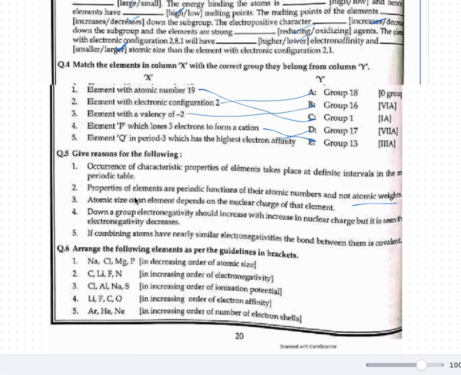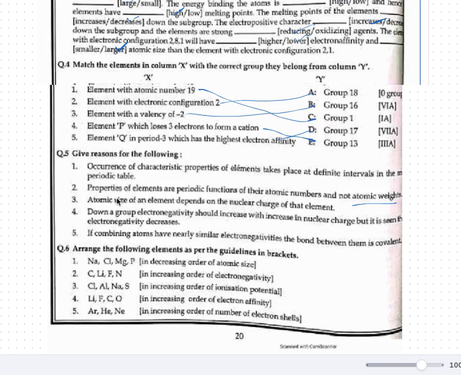If the nuclear charge is high somewhere, but the number of orbits remains the same, say there are 3 orbits only, then due to the high nuclear charge, attraction on the last orbit is more, and when attraction on the last orbit is more, the atomic size decreases, and that is exactly what happens in our periods from left to right.